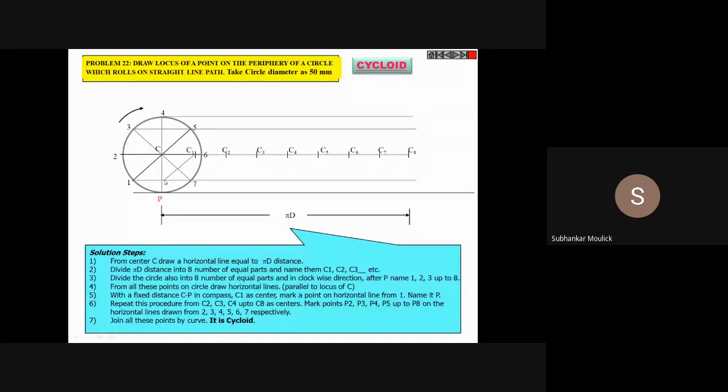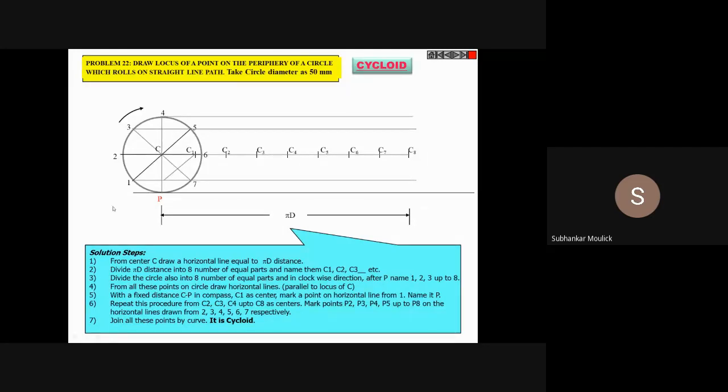Is it clear? Again I am repeating. Measure CP with the help of the compass, and this length will be fixed throughout the process. New center point is C1. Identify this point 1 in your circle. This is your point 1. From point 1, the horizontal line has already been drawn. On this horizontal line, cut an arc of length equal to CP. This is that particular point. Is it clear?